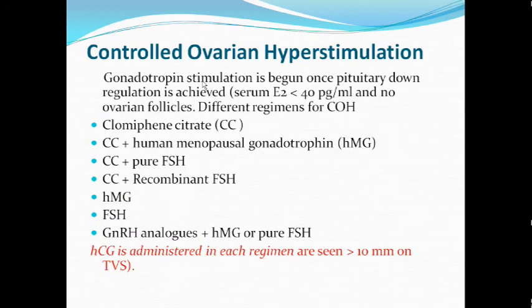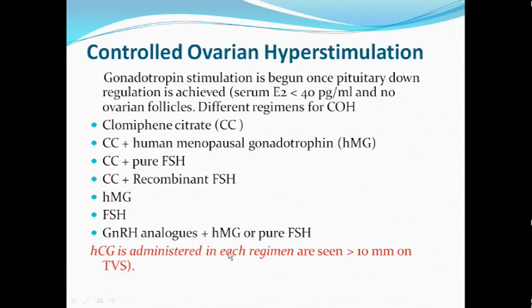Second is ovulation induction, with different regimens for IVF, such as clomiphene citrate. After down regulation, ovulation induction is started, and it is controlled because we have already controlled the cycle, so it is known as controlled ovarian hyperstimulation. Here we stimulate with either clomiphene (CC) or HMG, clomiphene with FSH, or clomiphene with recombinant FSH, HMG, FSH, or a GnRH analog, or HMG.